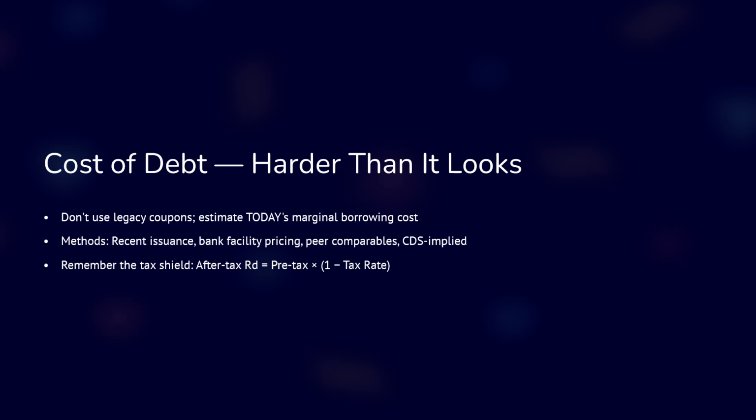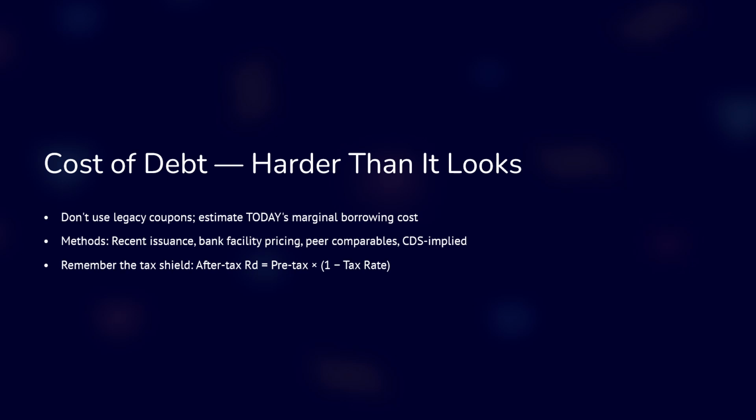So again, not your historical average. The wrong way to look at something would be, our bonds issued in 2019 cost 3.5%, so our cost of debt is 3.5%. The right way would be to say, what would it cost us to borrow additional money today?